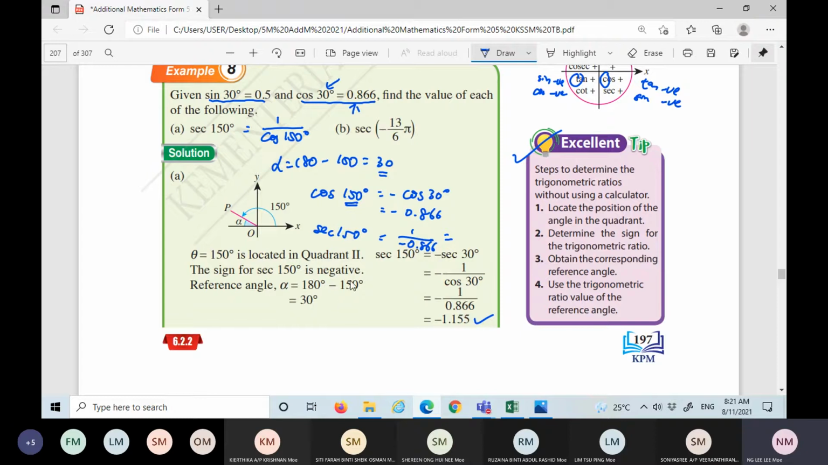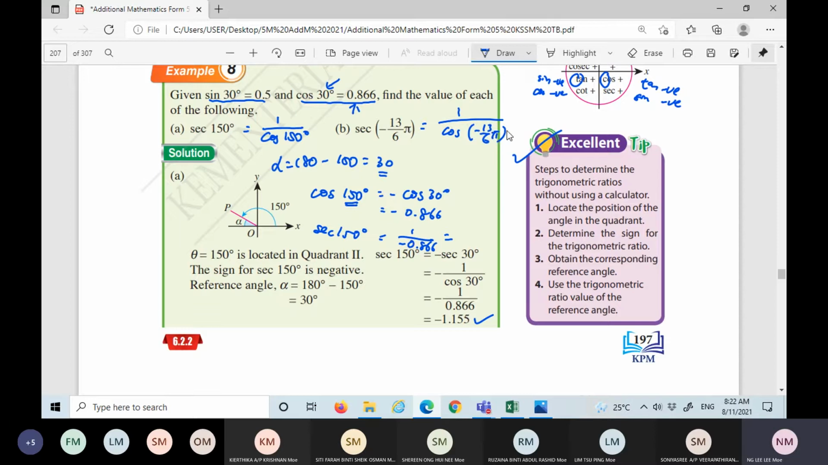Now we look at B. B is the same thing, but this one is given in radian form, not degree form. So how about we change this into degrees first, and some more with a negative angle. So complicated, but don't worry, we do it step by step. Firstly, the sec we change into the reciprocal, 1 over cos of negative 13 over 6 pi.